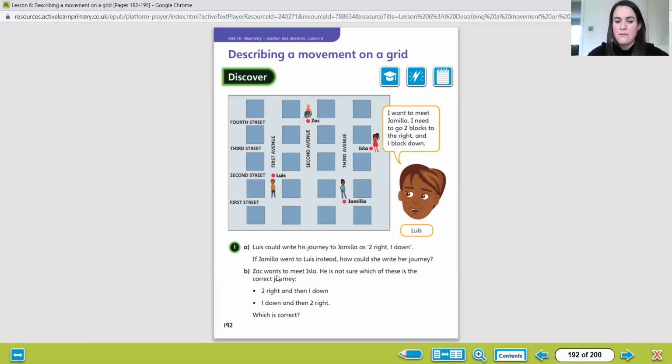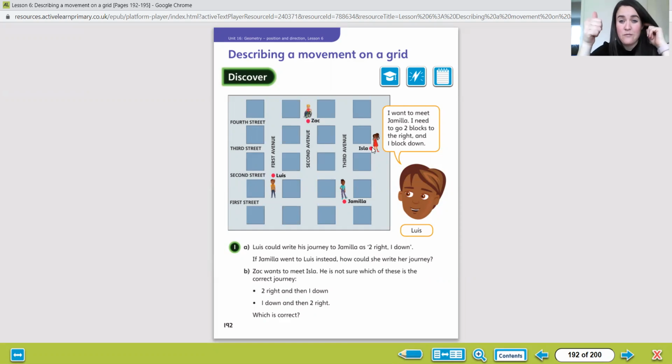Okay, now Zach, who is at the top here on 2nd Avenue, Zach wants to meet Isla. He's not sure which of these is the correct journey. So now we've got 2 translations to choose from. Okay, so Zach could go 2 to the right and 1 down, or he could go 1 down and 2 to the right. Which one do you think is correct? Have a pause here, have a think.